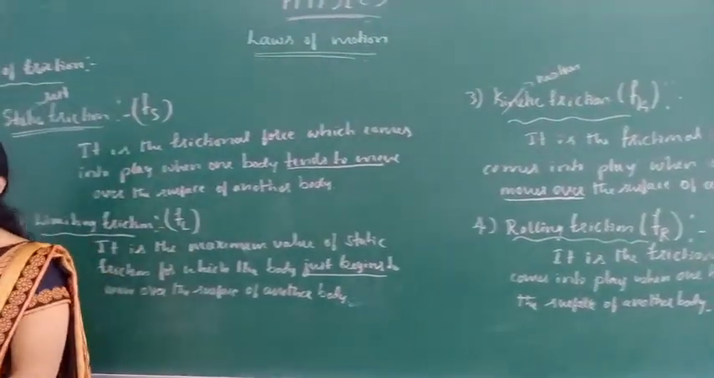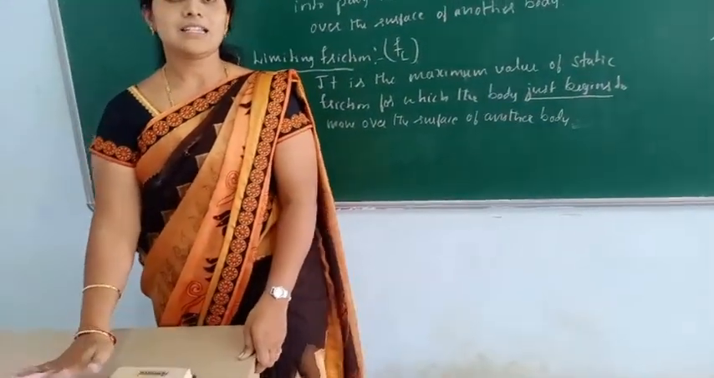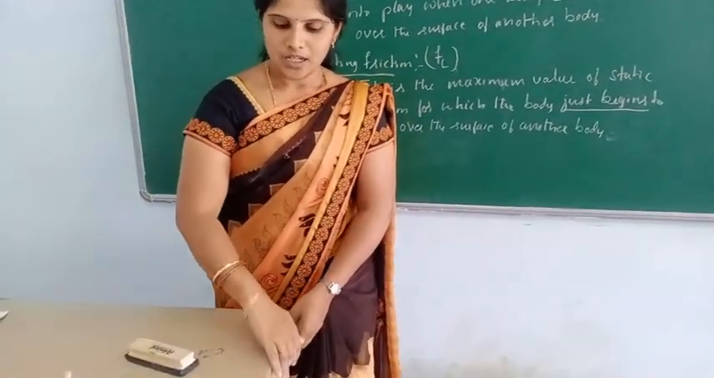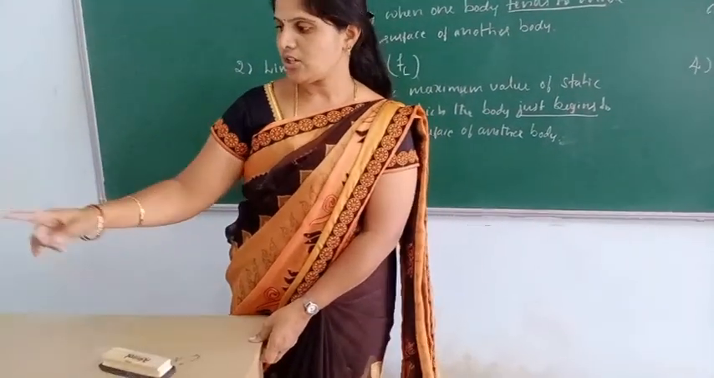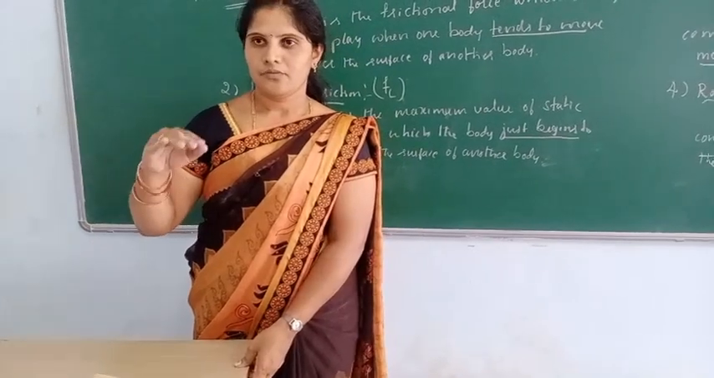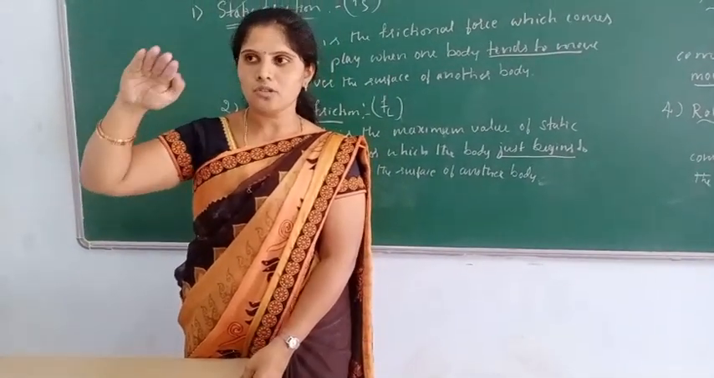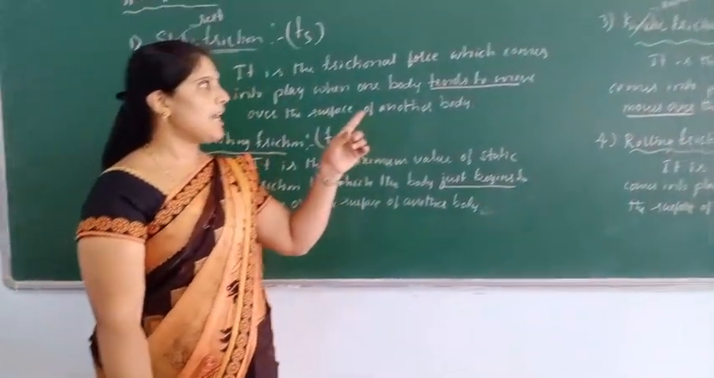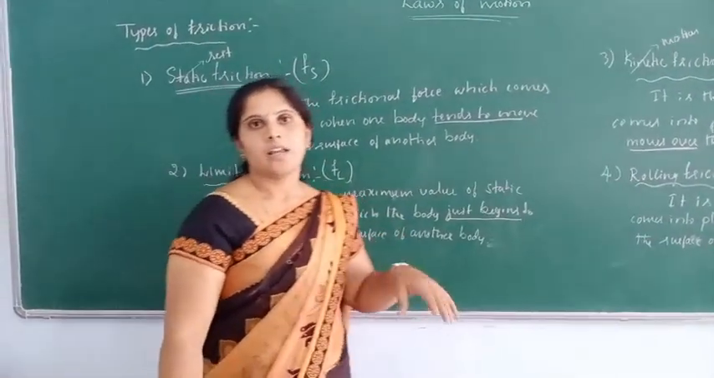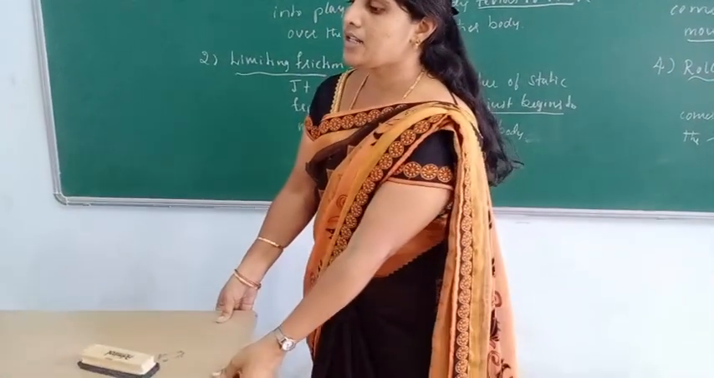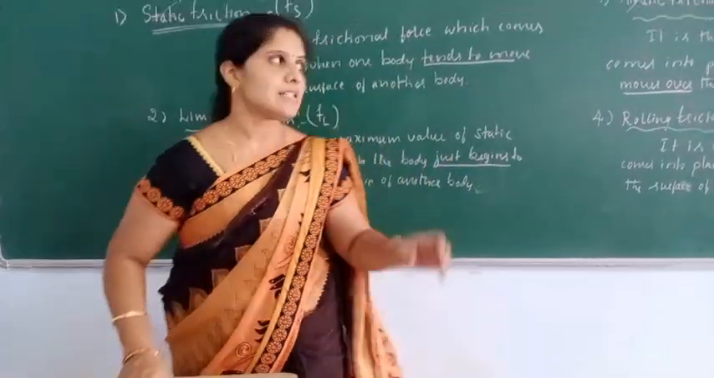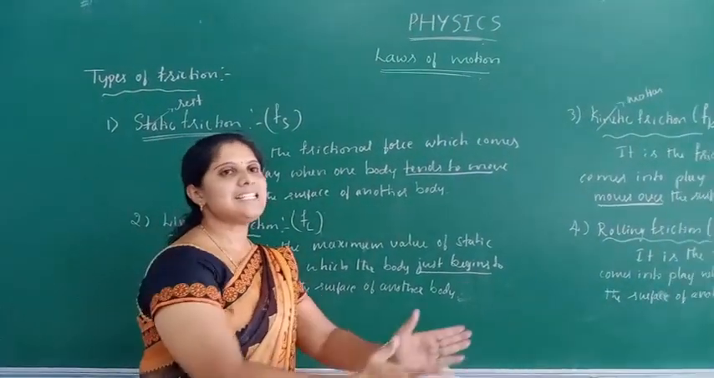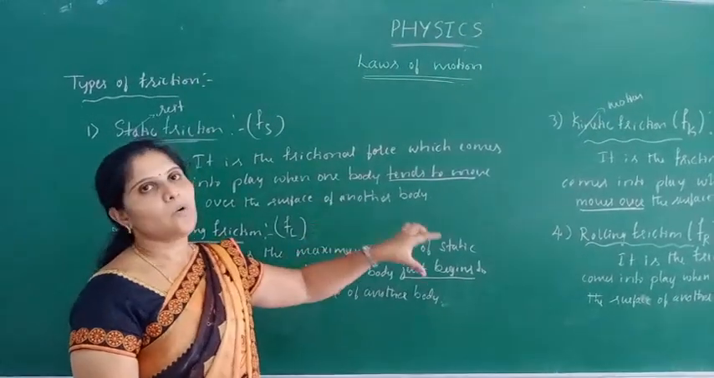Here the table is at rest, so it is known as static friction. If you apply a force and the table initially does not move, it is static friction. If the external force increases, the frictional force also increases. After a certain limit, the frictional force decreases as the external force increases, and the body just moves. This is known as limiting friction. If I increase the external force again, the body starts moving. This is known as kinetic friction. If I fix rollers to this table, the table moves easily, that means it rolls easily. That is known as rolling friction.